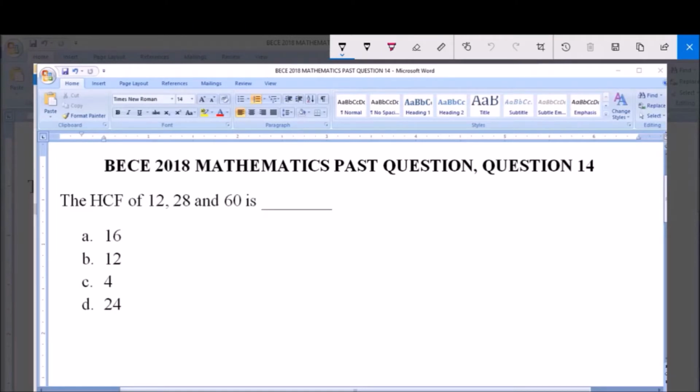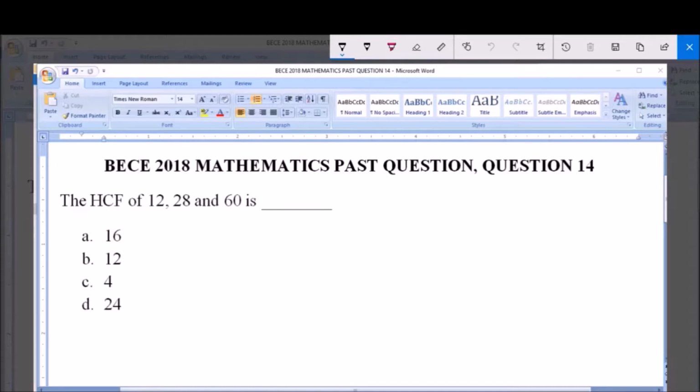Today we're going to be dealing with BECE 2018 Mathematics Past Question, Question 14. The HCF of 12, 28 and 60 is dash. A 16, B 12, C 4 and D 24.